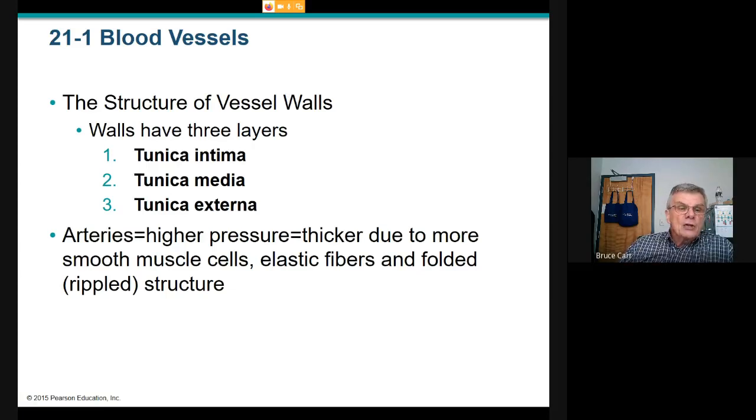Intima is that inner layer that's right next to the flowing blood. Media is the central layer, often heavy in muscle cells, and elastic cells are present. And the externa is the outer sealing layer of the blood vessel.